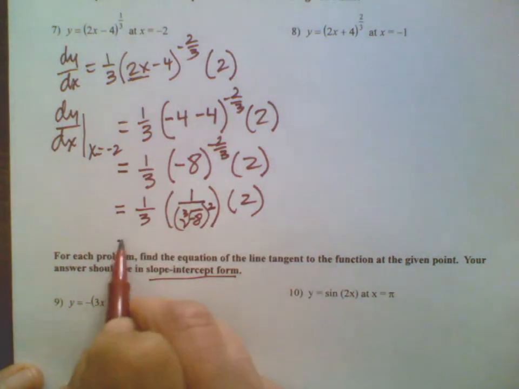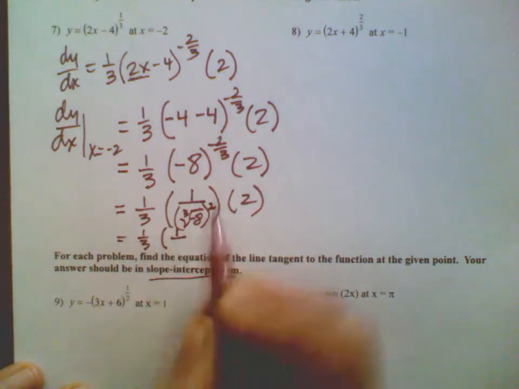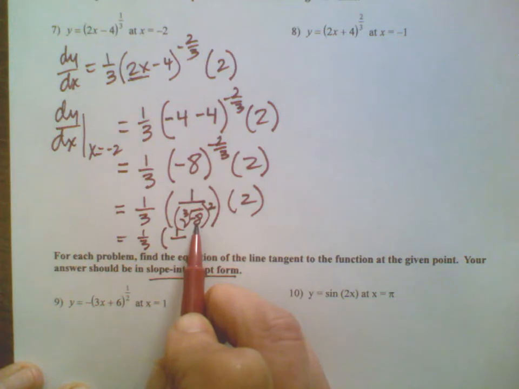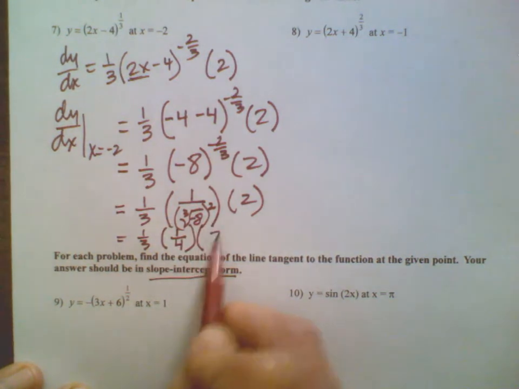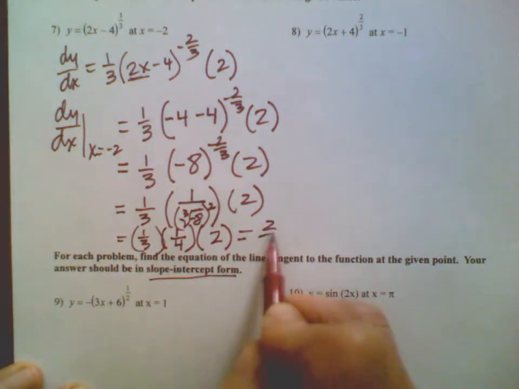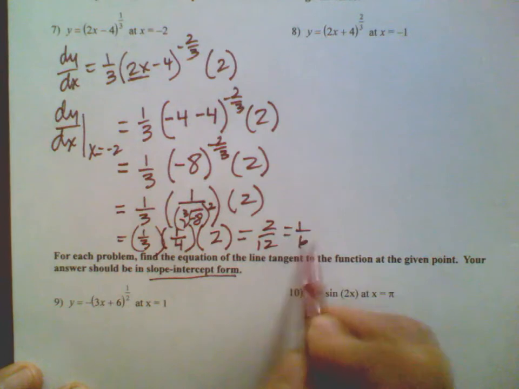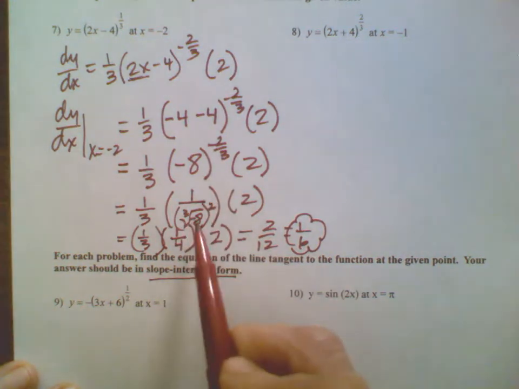So I end up with 1/3 times, again, the cube root of negative 8 is negative 2. Negative 2 squared is 4, so times 1/4 times 2. When I do my math, I get 2/12 or 1/6. There is my slope. So again, that's a little interesting thing that can happen. This one came out pretty nicely.